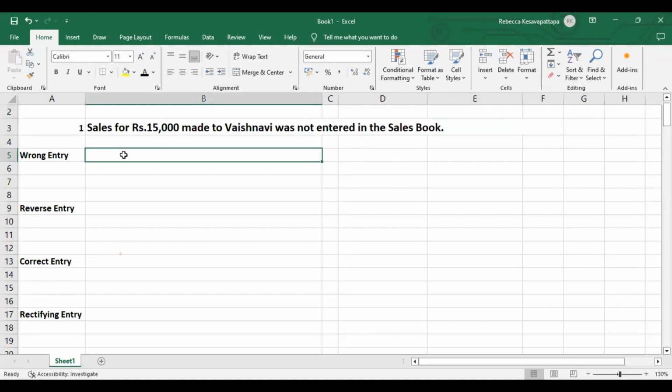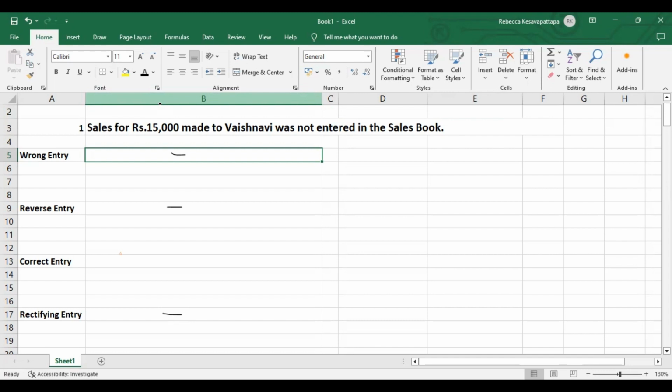Okay, now we'll start with the examples of rectification of errors. First example: sales for rupees 15,000 made to Vaishnavi was not entered in the sales book. So this sale of 15,000 made to Vaishnavi was not entered anywhere. This is a case of complete omission, or errors of omission. Now, the wrong entry is not there, so a reverse entry will not come. For the rectifying entry, we will directly write the correct entry.